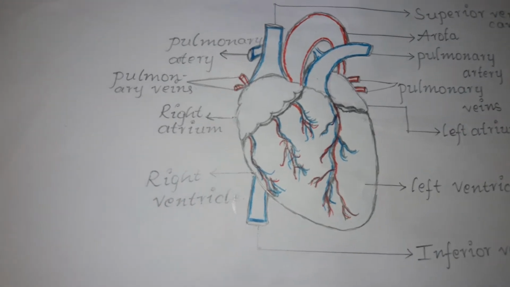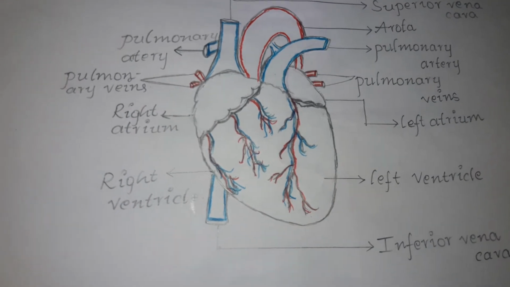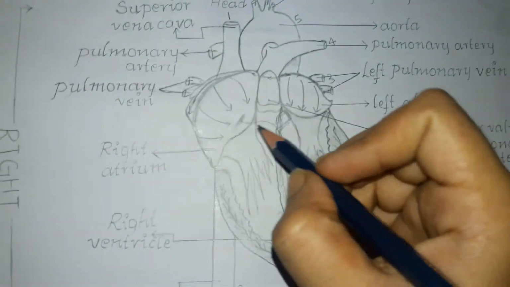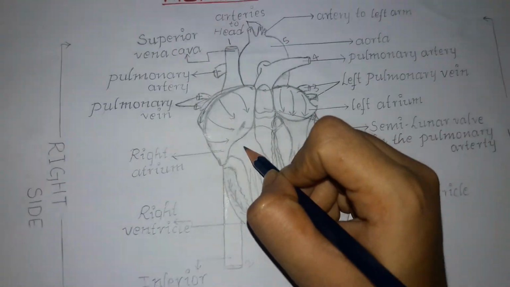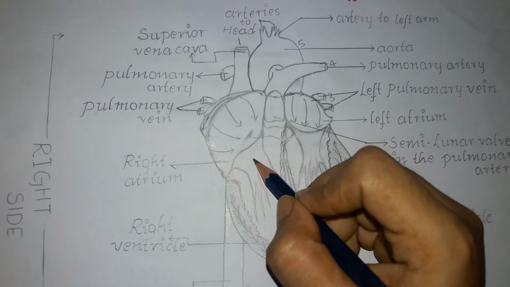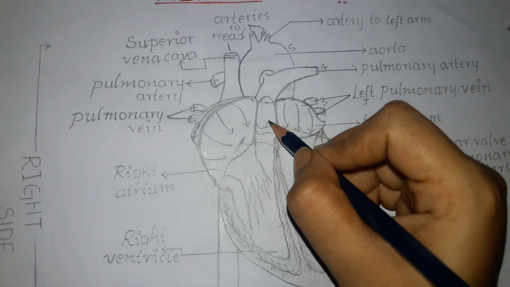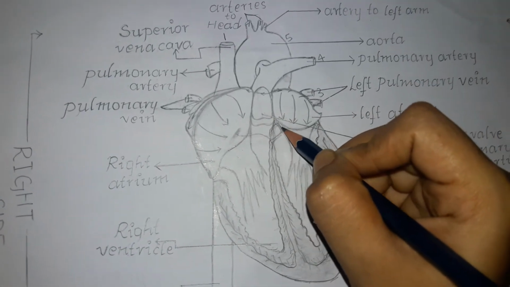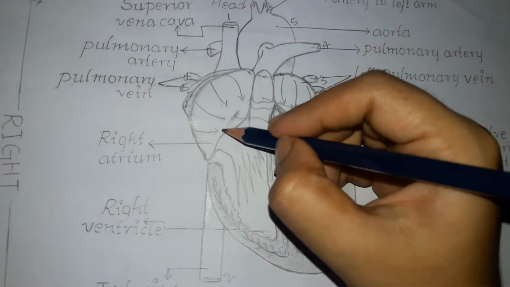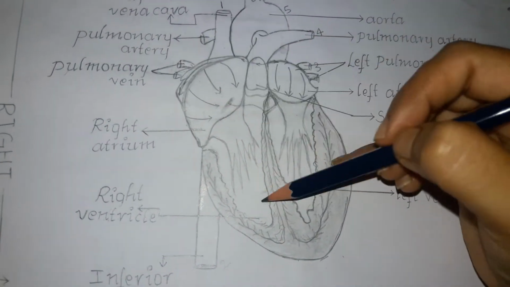Valves means which pump and collect the blood. Okay, here there are 4 valves. You can see here, there are 4 valves. First, this one, tricuspid valve. Second one, bicuspid valve. Right side, tricuspid valve. Left side, bicuspid valve. And this is pulmonary valve, and here before I have already drawn aortic valve. This is aortic valve.